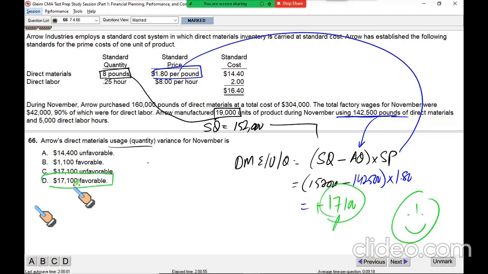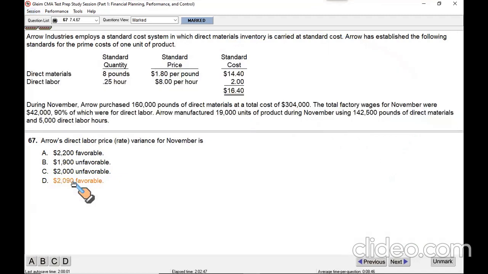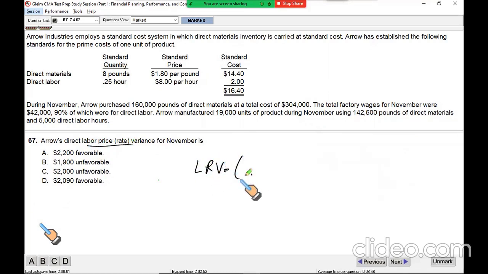B is the answer. Same question, but this time we need labor rate and labor efficiency. So our focus would be on the labor side. All right. First, we need to calculate the direct labor rate or price variance. Labor rate variance or price variance: standard price minus actual price multiplied by the actual quantity of hours worked. Look at the labor side only. Labor allowed is $8 per labor hour. This is the standard price of labor. $8 per labor hour, right?